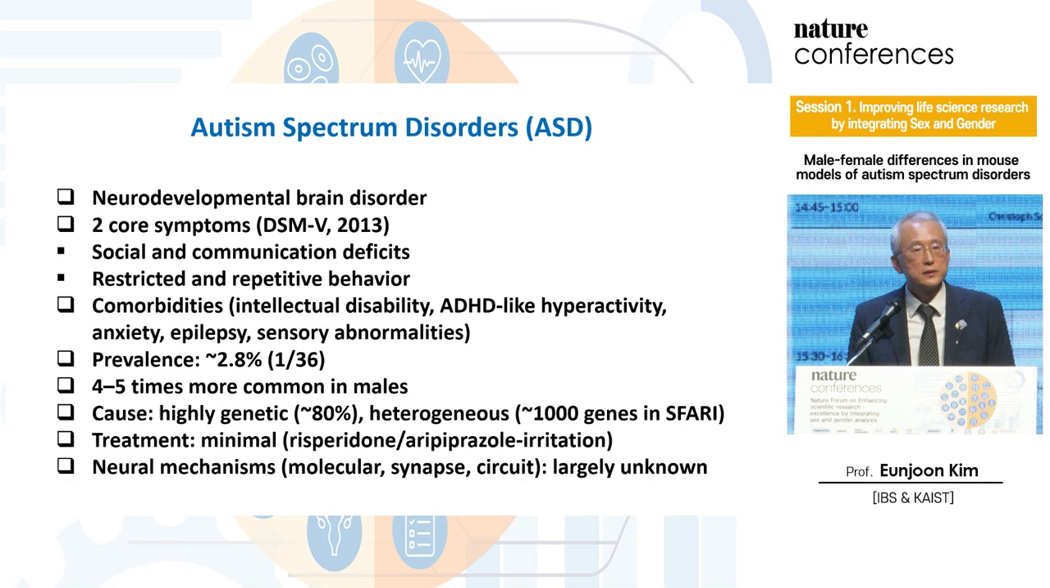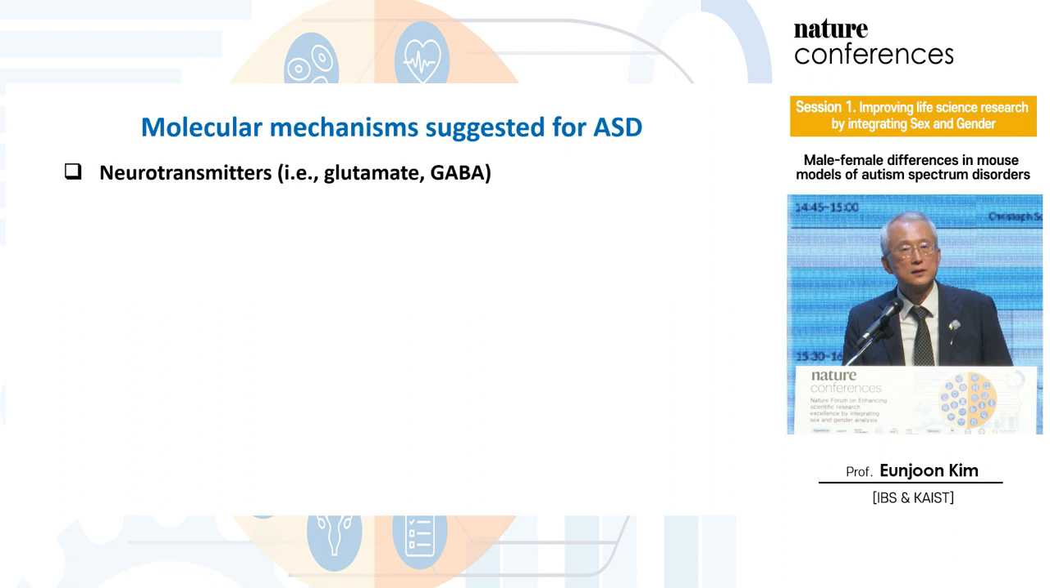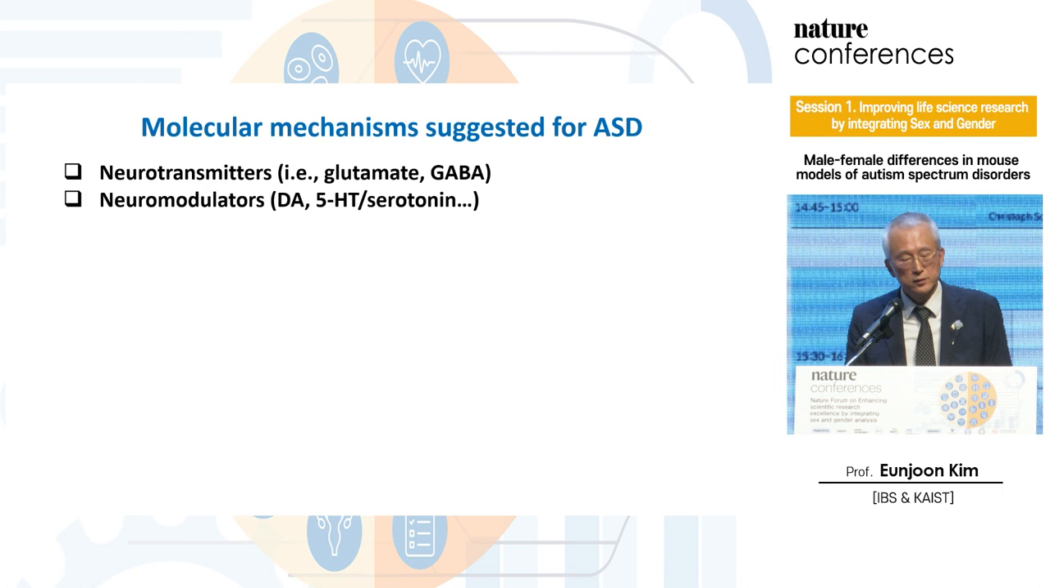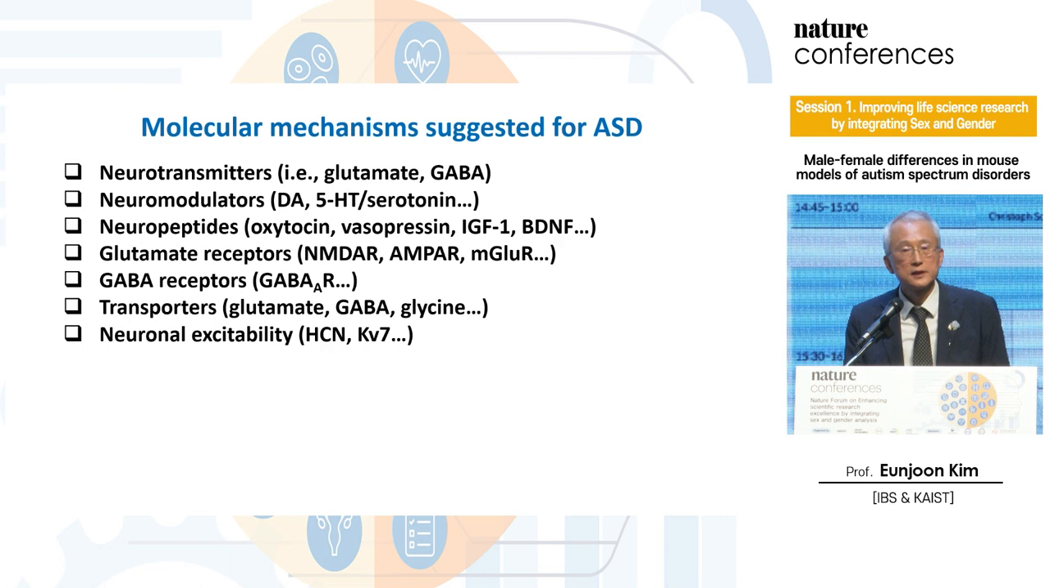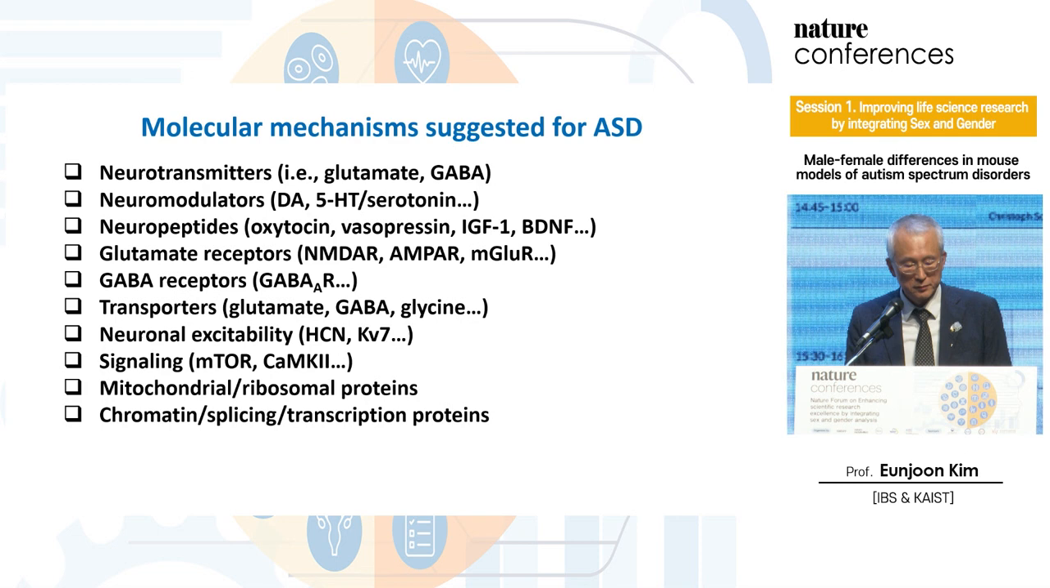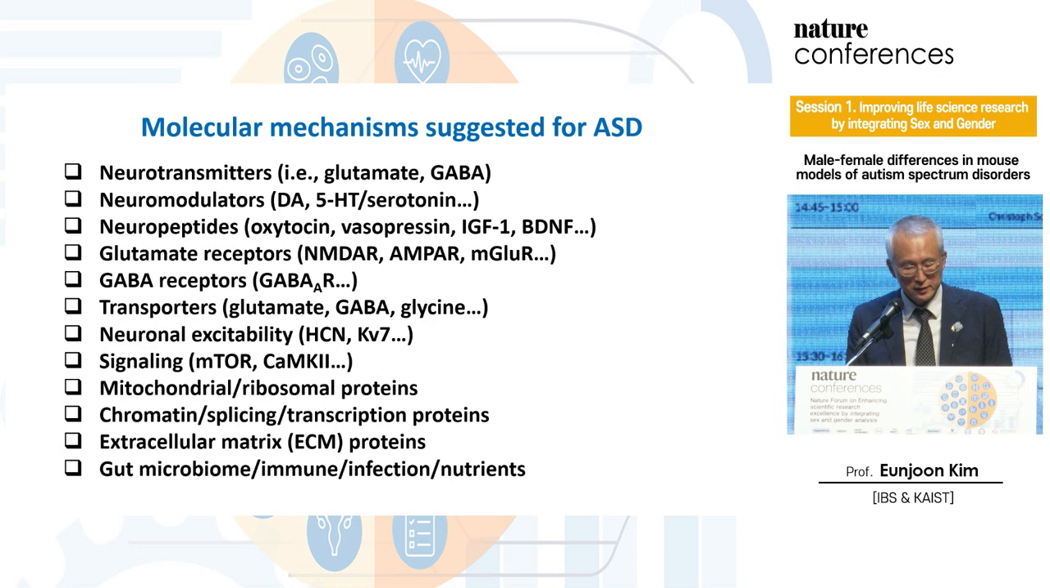So here you're looking at the list of suggested molecular mechanisms. They include neurotransmitters, neuromodulators, neuropeptides, glutamate receptors and GABA receptors, transporters, neuronal excitability, signaling mechanisms, mitochondria and ribosome, chromatin and splicing, transcription, extracellular matrix, gut microbiota, immune and infection, and nutrients. Sorry about talking about too many mechanisms, but this is the current situation. They are all equally attractive, in my opinion.